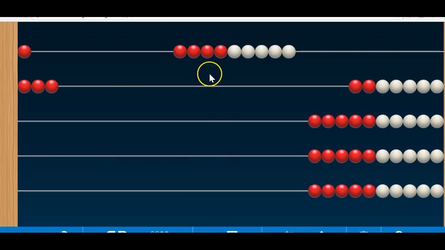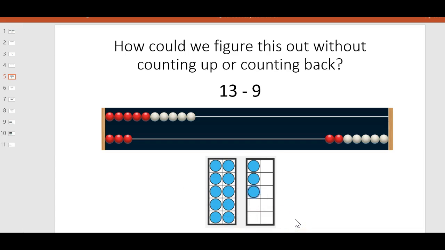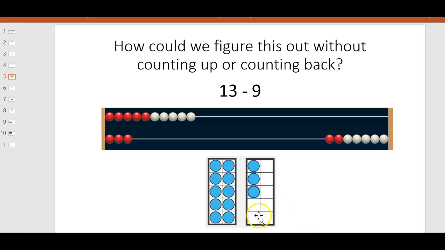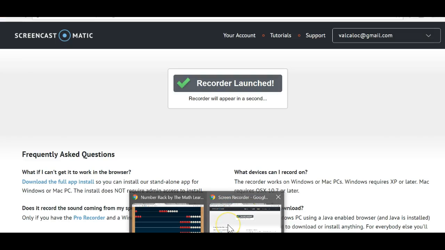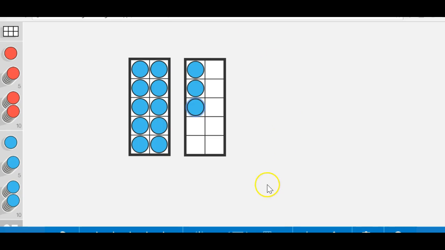And so they might start realizing that they could use a strategy called take from 10. Let me show it to you with another Math Learning Center applet. And this is what I think they call number frames. I set mine up with 2 vertical 10 frames and populated one by clicking on the 10, and it just quickly put 10 in the left-hand frame, and then I dragged 3 over to the other frame.